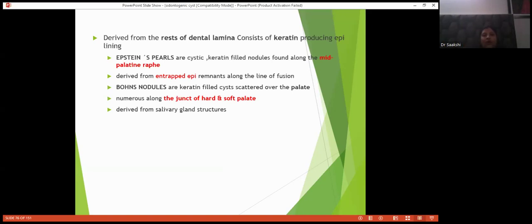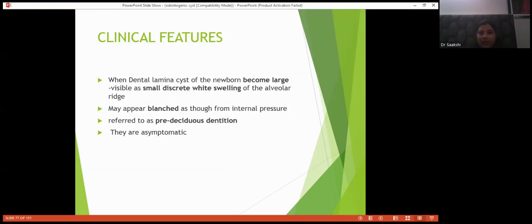Now these are also called bone nodules. They are keratin fissures scattered over the palate. So they are usually formed along the junction of hard and soft palate and they are derived from the salivary gland structures. Coming on to the clinical features, when a dental lamina cyst of the newborn becomes large, it is visible as a small discrete white swelling of the alveolar ridge.